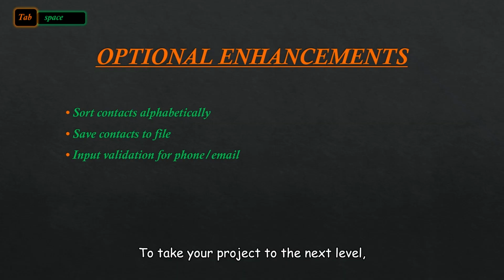To take your project to the next level, try adding some enhancements. For instance, implement sorting so contacts appear in alphabetical order, or allow the user to save contacts to a file and retrieve them later using file handling in C or C++. You could also add validation logic to check if the phone number contains only digits or if the email is formatted properly. These enhancements mimic real-world development where software must be robust, user-friendly, and error-tolerant.